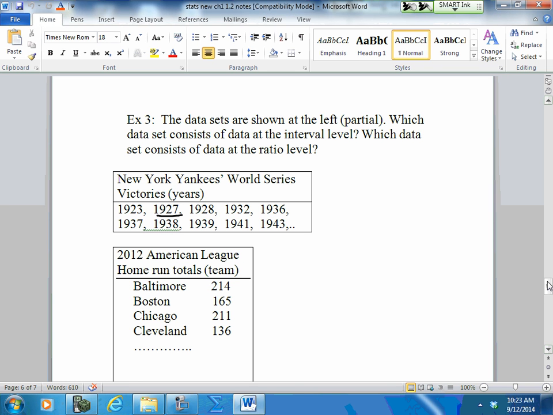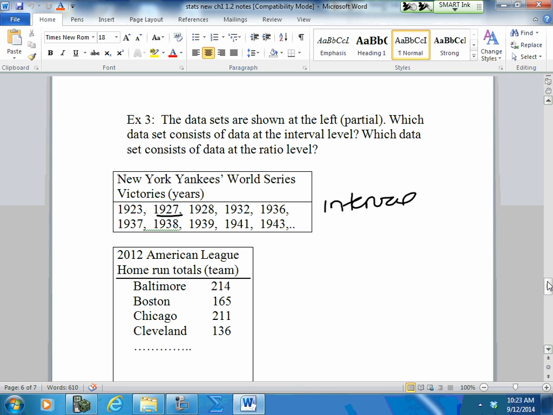It's always the highest level. So keep asking yourself, do I have a meaningful difference between the years? Can I say, oh, then 9 years later they also won? Right? I have some kind of meaningful difference.